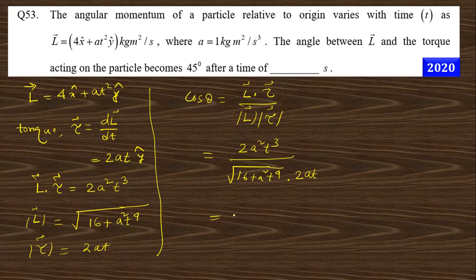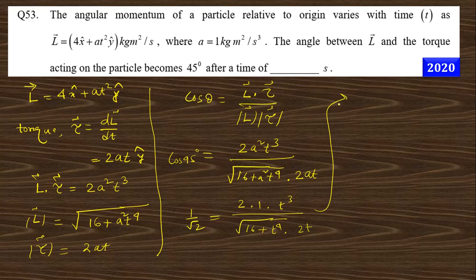So you just put in the values. A is 1, and the angle is 45, so cos 45 is 1 by root 2, and this equals 2 t cube divided by root of 16 plus t to the power 4, times 2t. We need to find out t actually.